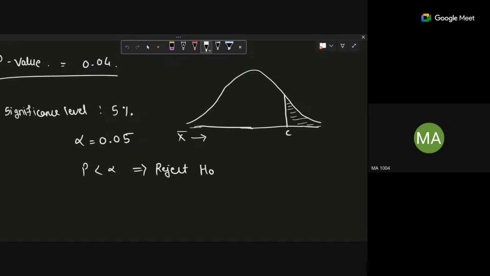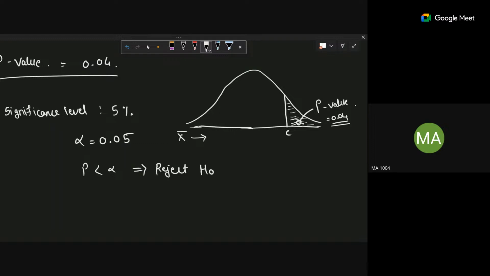The p value is the area of the region. Let me write it here, p value. The shaded part is your p value, and in this particular case it is 0.04. What does this 0.04 indicate? The area of this region. Whenever your X bar falls into this region, you will reject the null with this significance level.